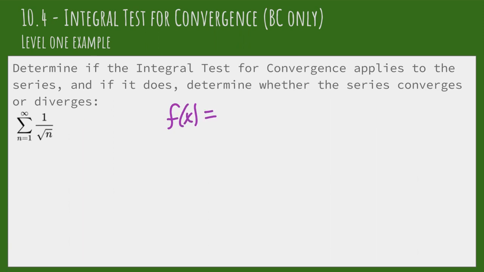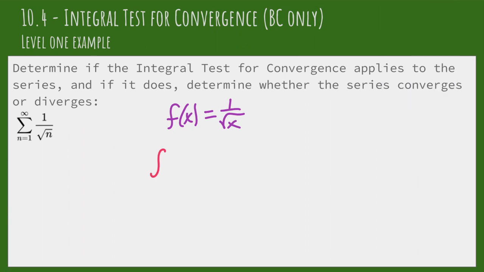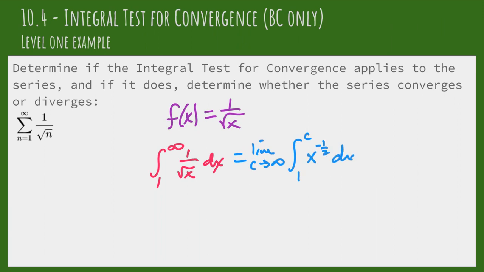So f of x here is going to be 1 over the square root of x. So what we're looking at here is the integral from 1 to infinity of 1 over square root of x dx. So again, this is an improper integral. So we're going to look at the limit as c approaches infinity of the integral from 1 to c. I'm going to write that as x to the negative 1/2 dx.